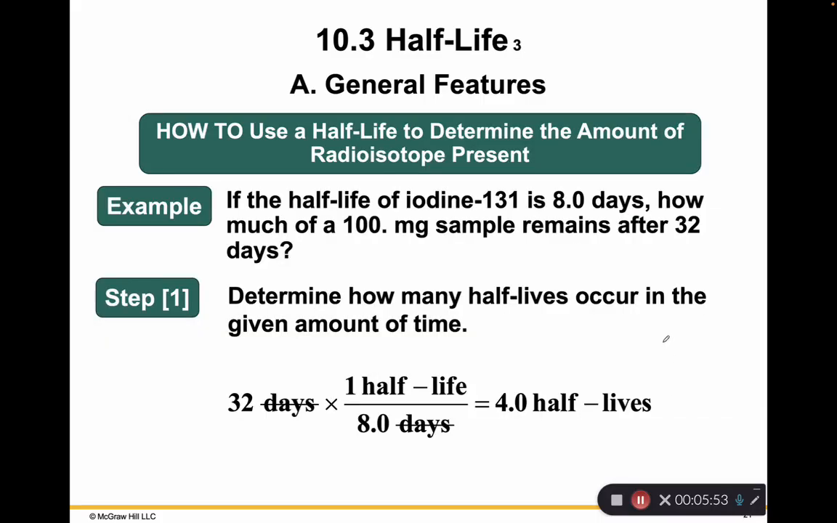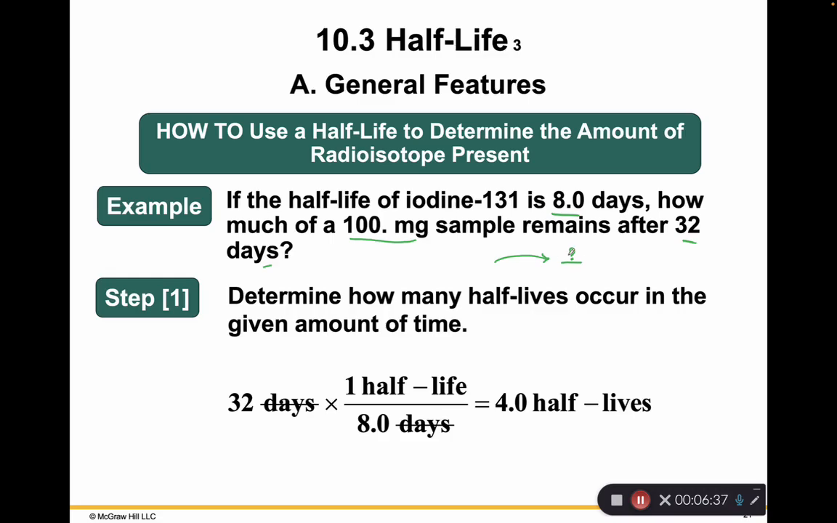Now, how do we use the half-life to determine the amount of radioisotope present? Let's look at our numerical problem. We have a word problem to solve. If the half-life of iodine-131 is 8 days, how much of the 100 milligram sample remains after 32 days? So we are given the half-life and the original sample mass, and we need to find out how much will be left after 32 days. That is the question.